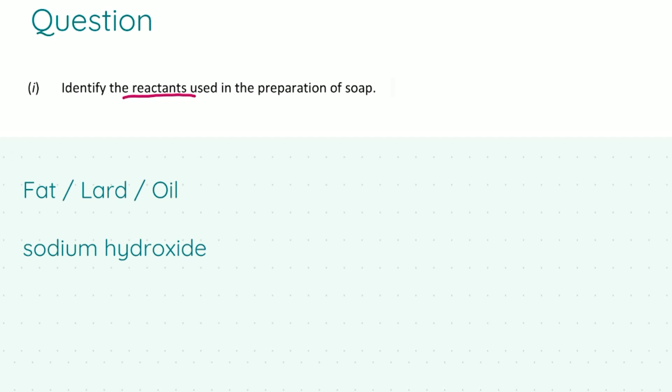So they're the 2 reactants you need. And then for getting your fat, your lard, your oil, any of the above, as I mentioned earlier, you'll receive 3 marks. And again, you'll receive another 3 marks for your sodium hydroxide or your potassium hydroxide.